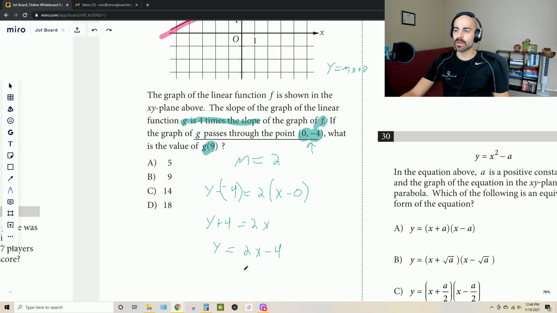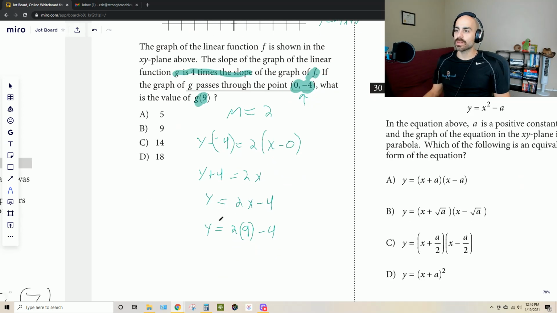Plus, it would take a lot longer than what we really should do here anyways, which is rewrite the problem with our input of 9 in place: 2 times 9, minus 4. And then we end up with y equals 18 minus 4, which means y equals 14, which is C.